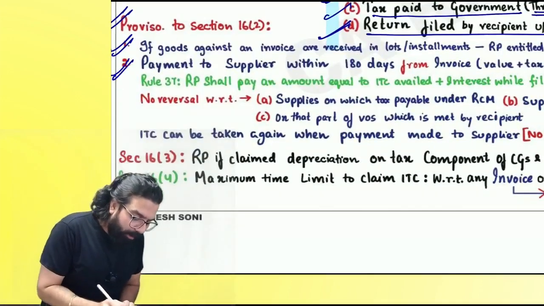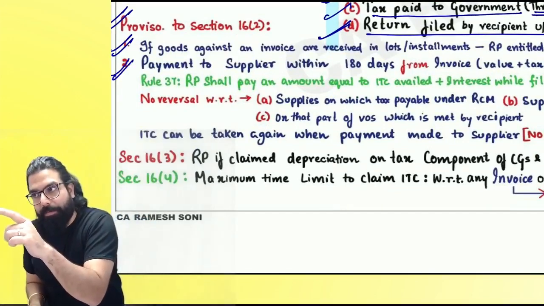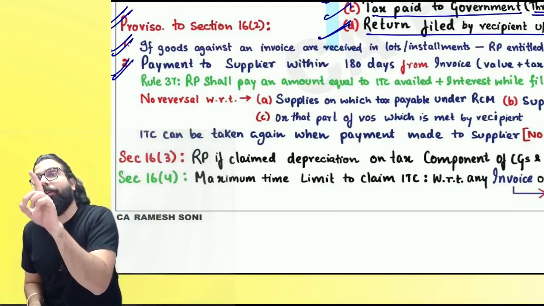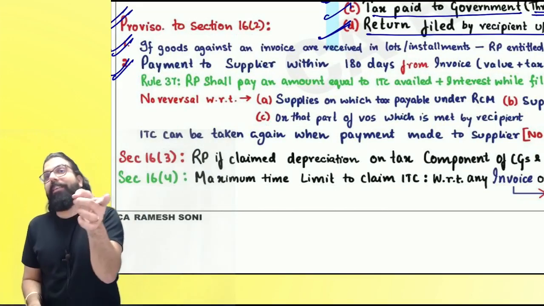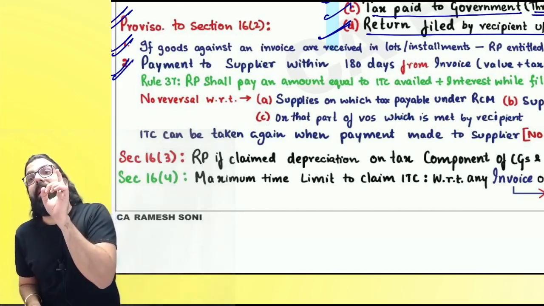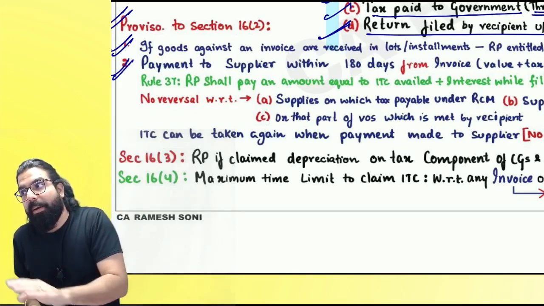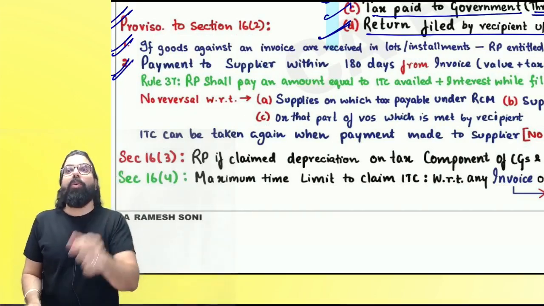Everyone over here, always remember, you should make the payment to your supplier within 180 days. If you don't make the payment to the supplier within 180 days from the date of invoice, then whatever credit you had availed, you will have to reverse. Are we clear, everyone?